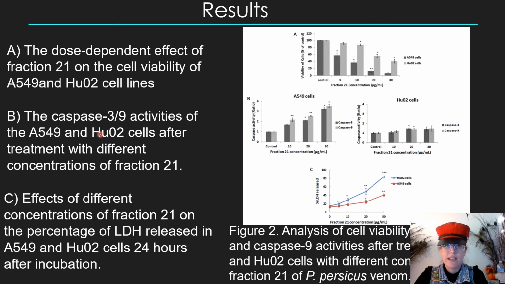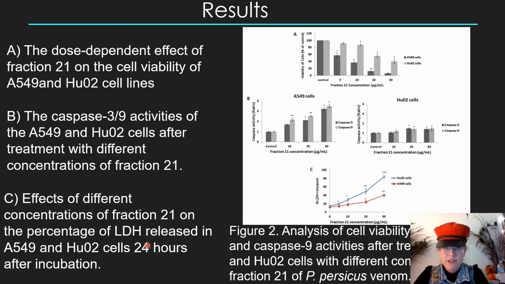So in section B here, we look at the caspase 3, 9 activities of A549 shown here and HUO2 shown here. As you increase fraction 21 concentration, you do indeed get an increase in these 2 enzyme activities, which in turn relate to increase in apoptosis. Now, when you look at HUO2 here, an increase in fraction 21 does not necessarily mean an increase in caspase 3-9 activities. Very little difference, so great that we're having apoptosis over here in cancer, but there still doesn't account for why there's not that much decrease in cell viability in HUO2. So they did another test.